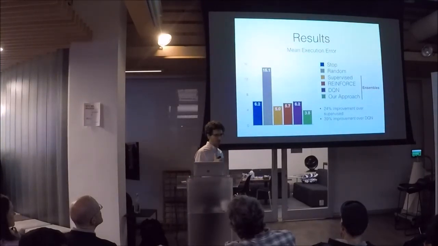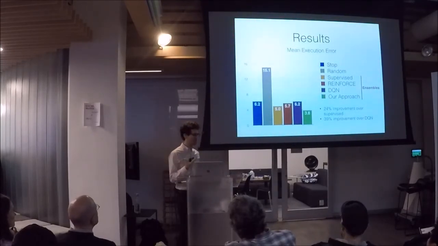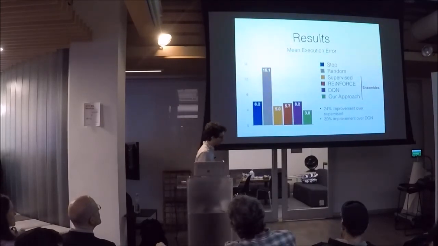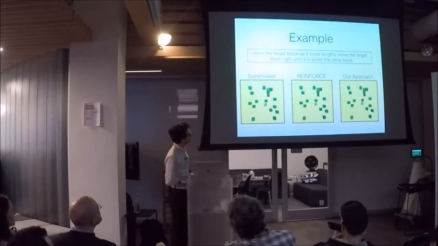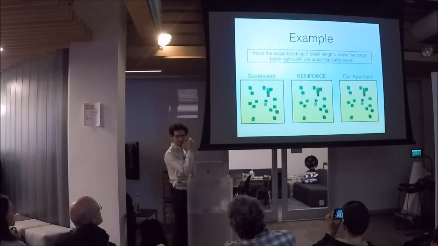Okay, so I want to look at some examples. I'm going to start with cherry-picked examples because they just look nice. But then I'm going to move to some errors. And I think that's where it's more interesting to see where the system failed. It kind of exposes some very interesting open problems. Okay, so this is the first cherry-picked example. You want to move the target block up 2 block lengths, move the target block right until it is under the Stella blocks. By the way, the target block is the one with the target logo.